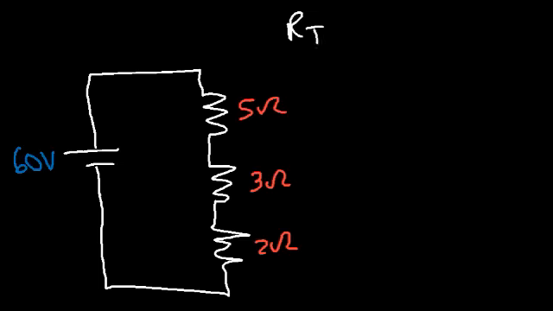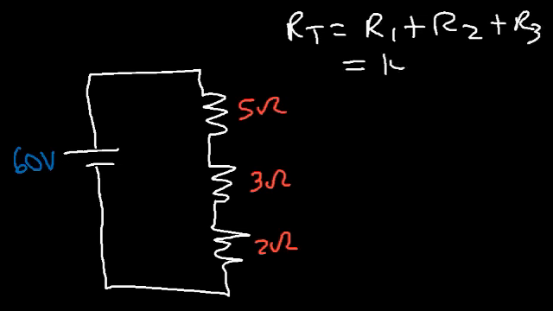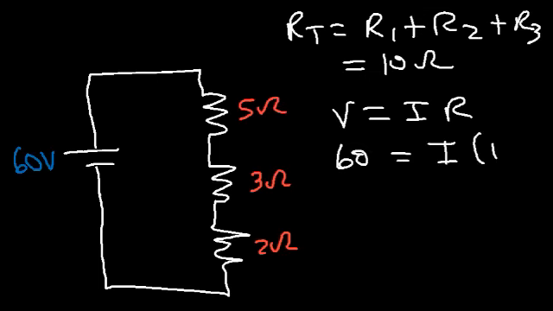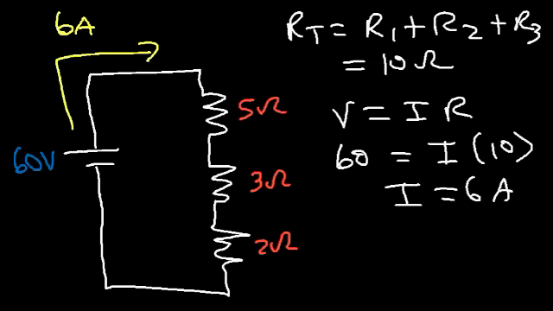So first you got to find the total resistance, which is R1 plus R2 plus R3. So that's 5 plus 3 plus 2, which is 10 ohms. Next, we need to use V equals IR to calculate the current in the circuit. So the voltage is 60, the resistance is 10, so therefore 60 divided by 10 will give us the current of 6 amps. So 6 amps of current flows through the circuit in this particular example.